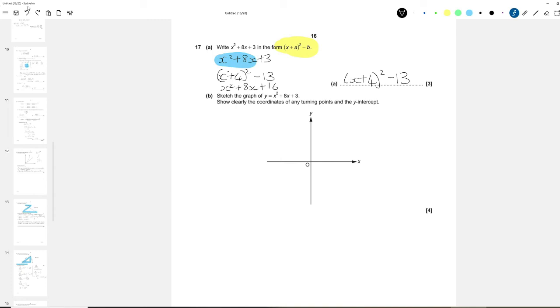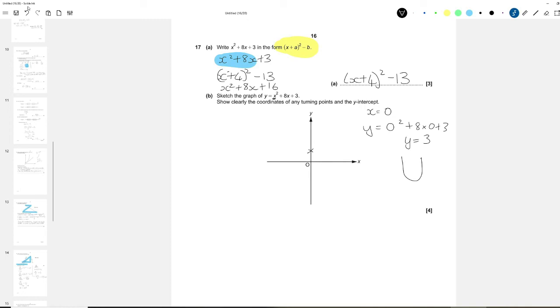Now if it intercepts the y-axis, x would equal 0. So when x equals 0, you have y equals 0 squared plus 8 times 0 plus 3. So y equals 3. So it should cross somewhere like that. Now we know that a general quadratic, especially when it's positive x squared, is going to look like that. Now we need to find out the turning point, where it starts to curve.